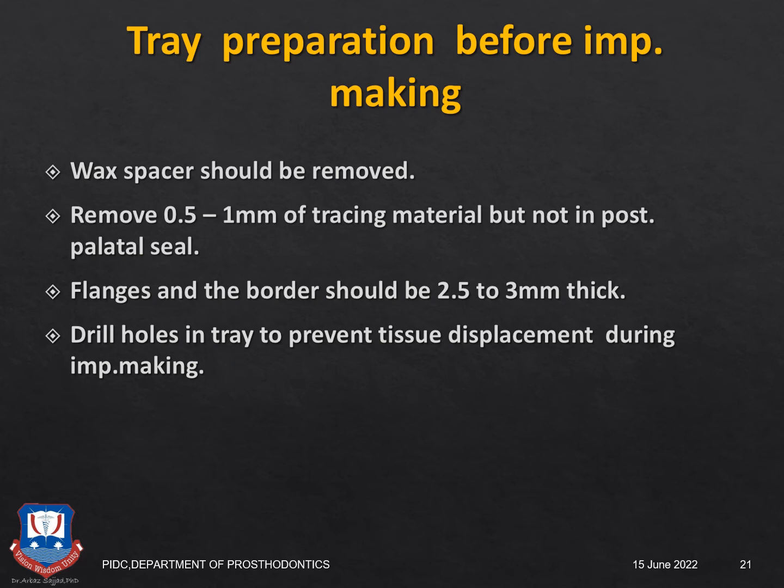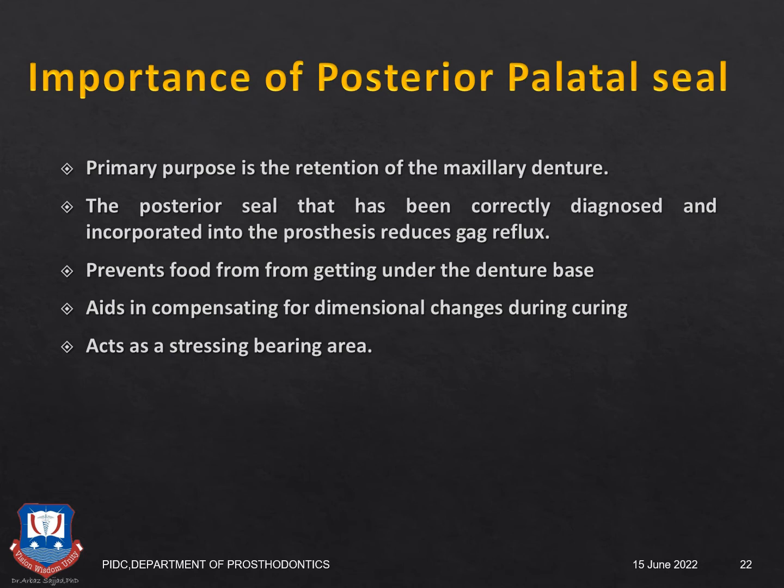rugae. So next, coming to the importance of the posterior palatal seal, because this is one of the objectives of the learning outcomes. The primary purpose of the posterior palatal seal is to create a suction or a negative vacuum within the denture and to retain the maxillary denture. So it is imperative that you record the posterior palatal seal very accurately. Another advantage of the posterior palatal seal is that it prevents food ingress inside the denture.